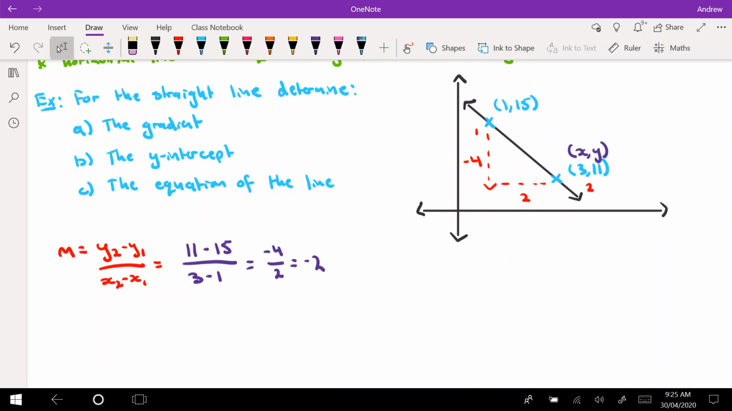So, now we need to try and find the y-intercept. Does anyone have any ideas where we will start trying to find that y-intercept?